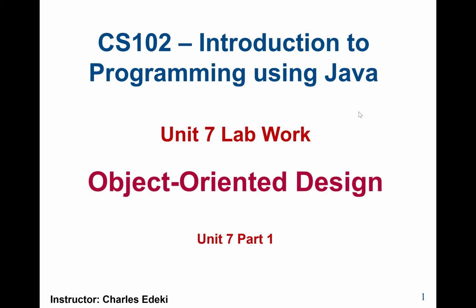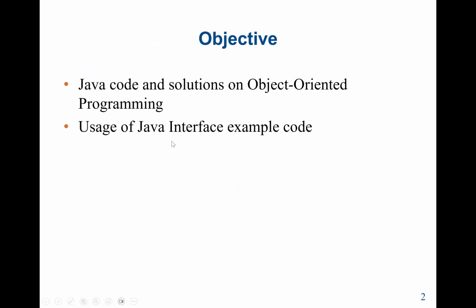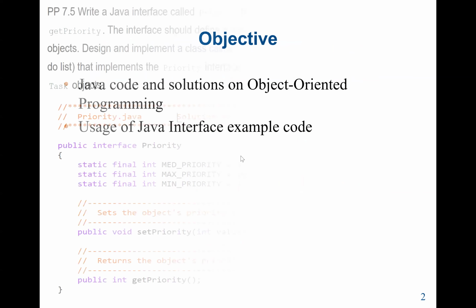Again, welcome to CS 102 class, Introduction to Programming Using Java. This is Unit 7 lab work. Our main objective is to see an example of object-oriented programming using Java interface. So this will be again an example of a Java interface program.